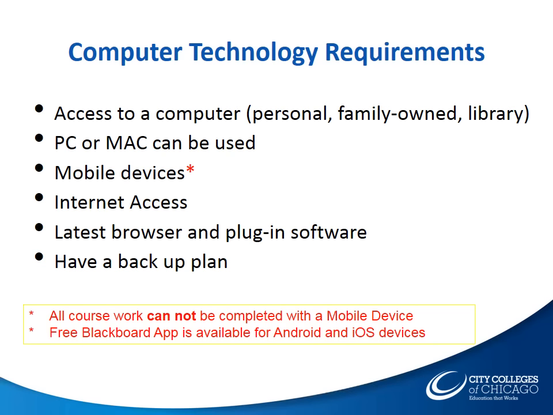Computer technology requirements include access to a computer, either your personal computer or a family-owned or library computer. You should be aware of where you can access a computer even if your personal computer goes down. PCs as well as Windows computers and Macs will allow you to do what you need to do in your online course. Mobile devices will allow you to do many of the tasks, but you can't solely have a mobile phone or tablet.